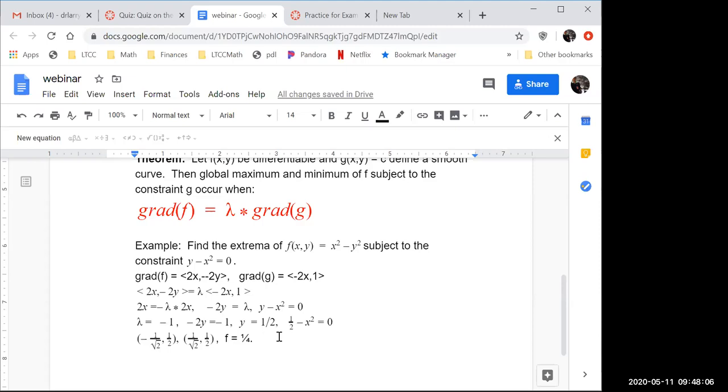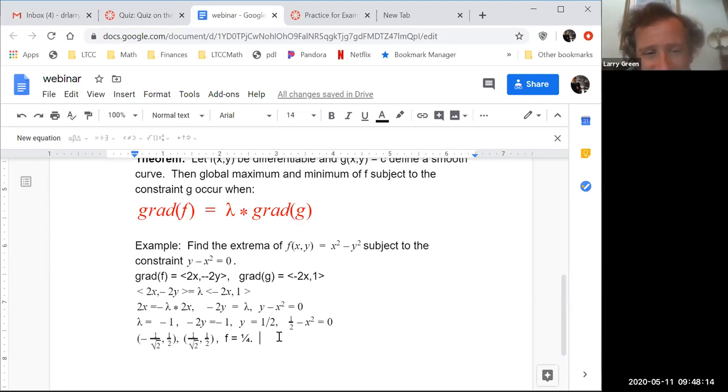Wouldn't it be a minimum because it's concave up since it's positive? No, we can't do that. Don't go to two days ago, because that doesn't work. We're not doing Hessians and all that kind of stuff because now we have a constraint.